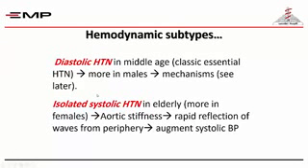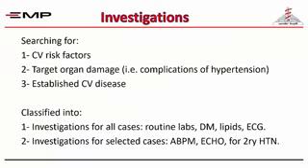Some other hemodynamic subtypes of hypertension. Diastolic hypertension sometimes occurs in middle age; it's the classical essential hypertension. It occurs more in males. Isolated systolic hypertension occurs sometimes in the elderly, more commonly in females, with aortic stiffness, rapid reflection of waves from the periphery, and augmented systolic blood pressure.